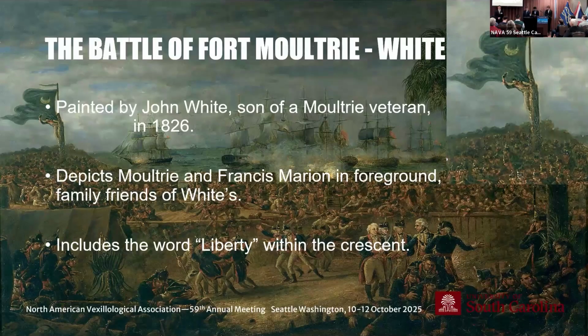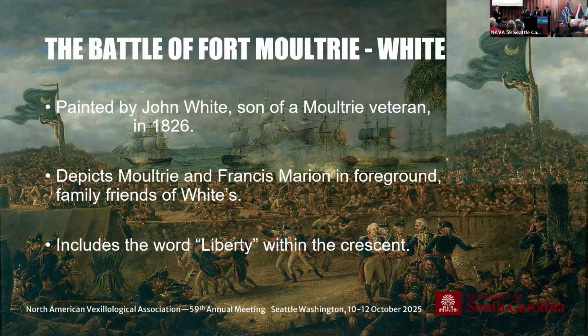So this is the first of our later depictions. That Pocock painting was just 7 years after the war. This is 50 years after the war. It's painted by John Blake White, who was an American painter. His father was thought to be a veteran of the war, and he was family friends with Francis Marion, who was a legendary figure in South Carolina history. Both of those are depicted in the painting.